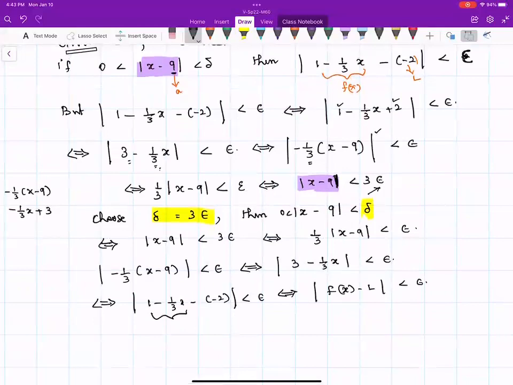So the choice of delta should be equal to 3 epsilon or even smaller. If you choose like that, then the difference between f of x and negative 2 will be smaller than any epsilon given.